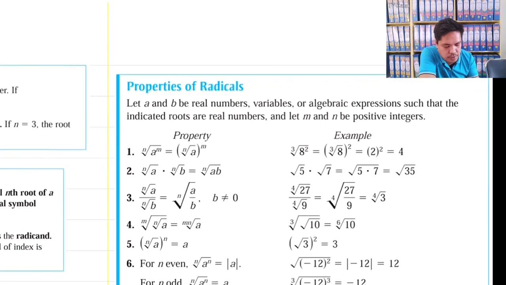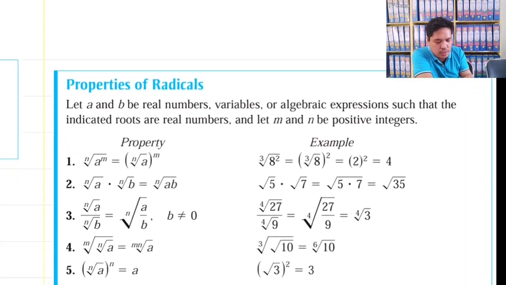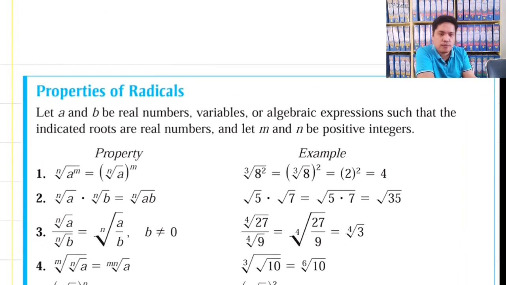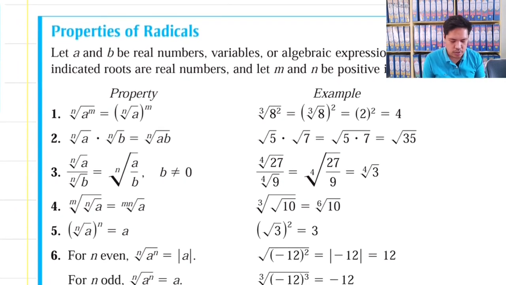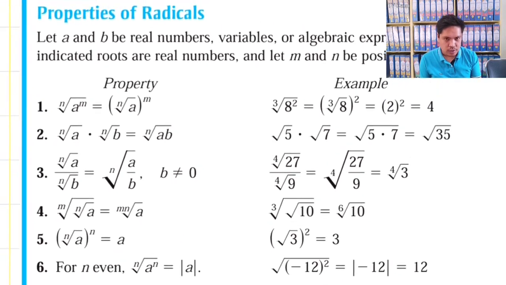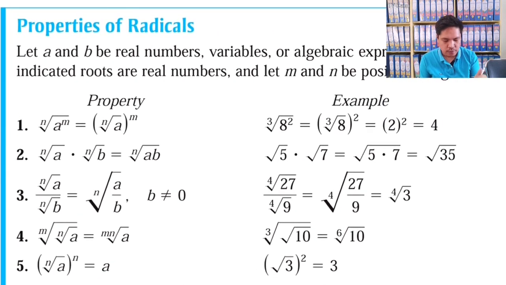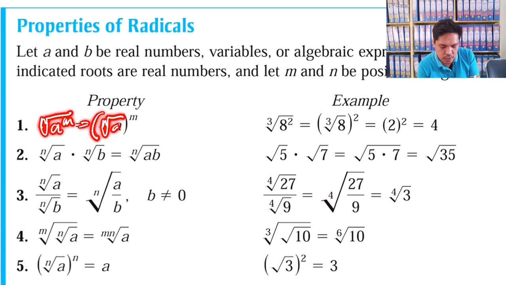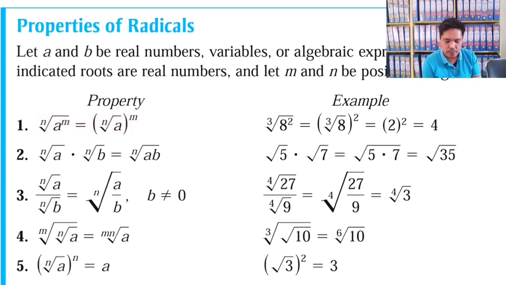So let a and b be real numbers, variables or algebraic expressions such that the indicated roots are real numbers, and let m and n be positive integers. Okay? Eto, at least dito may example na. The first property is this. The nth root of a raised to m is equal to the nth root of a, raised to m. Okay? So that's one property.